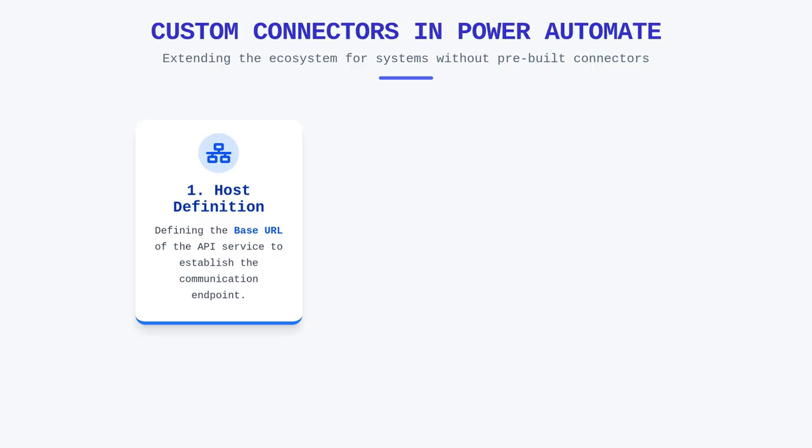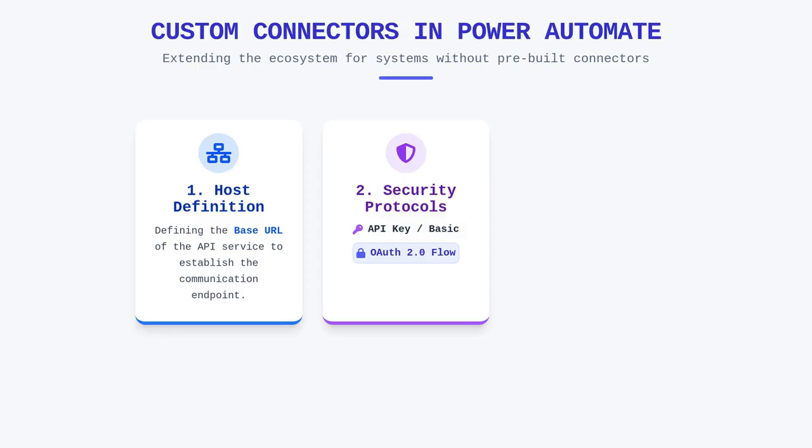When we interact with systems lacking a pre-built connector, the custom connector becomes our primary interface for extending the Power Automate ecosystem. You begin this process by defining the host, typically the base URL of your API service, and selecting the appropriate security protocol. Whether you are implementing API key, basic authentication, or the more robust OAuth 2.0 flow, your primary concern is maintaining the integrity of credentials.